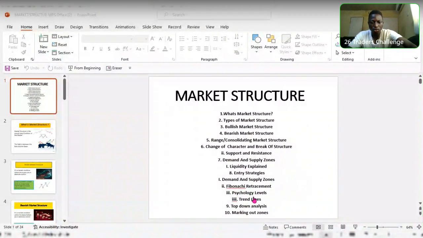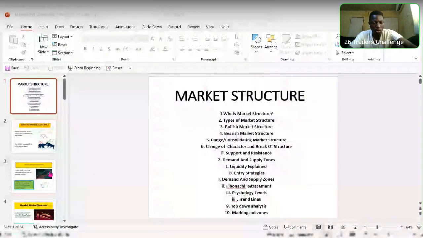So today we're talking about support and resistance.